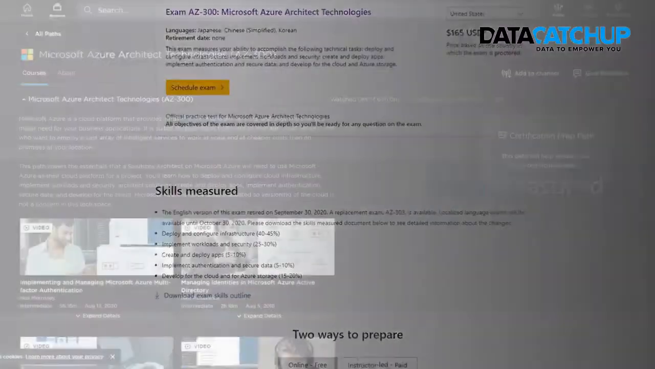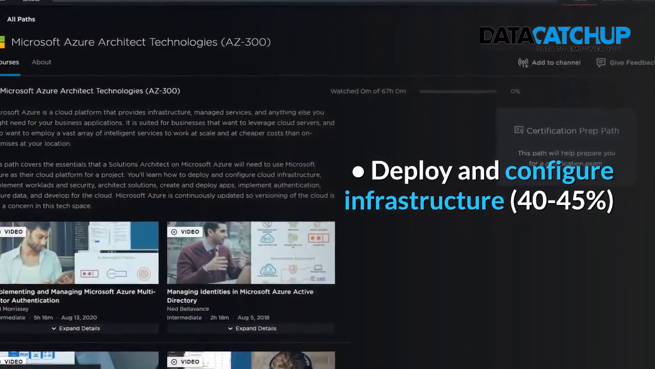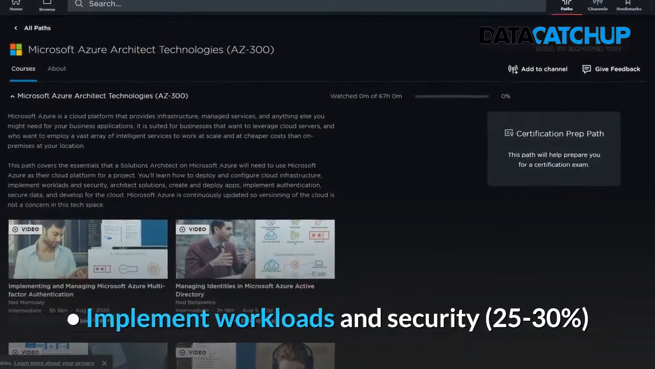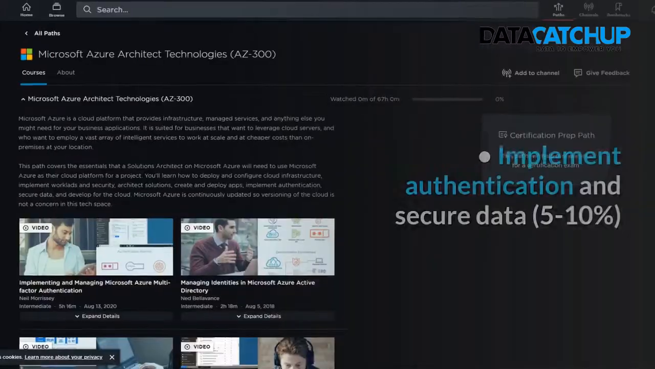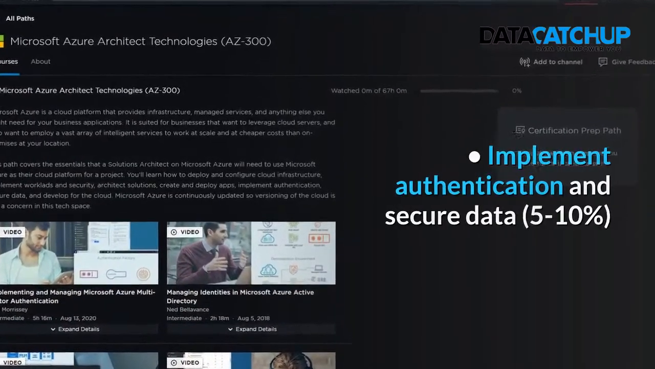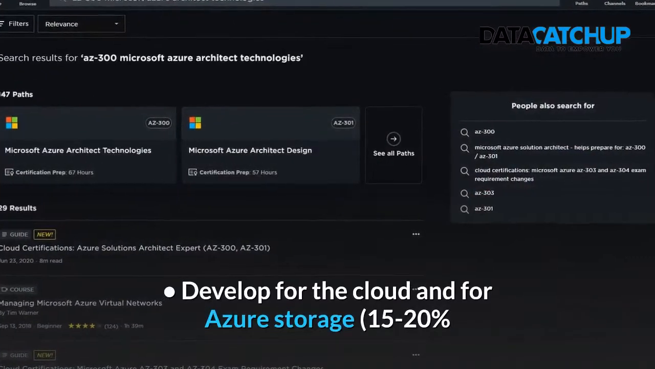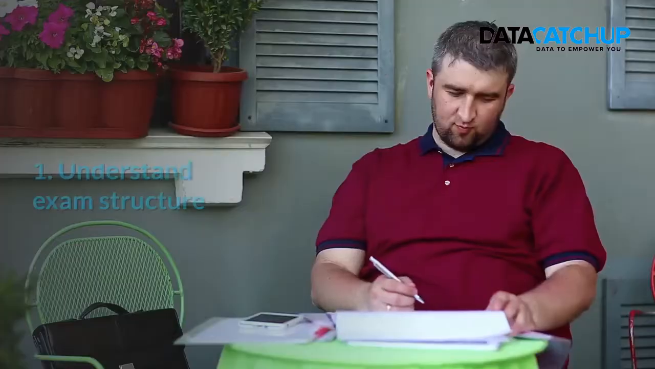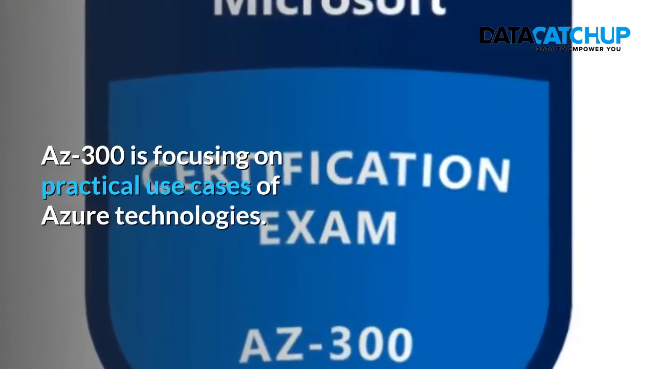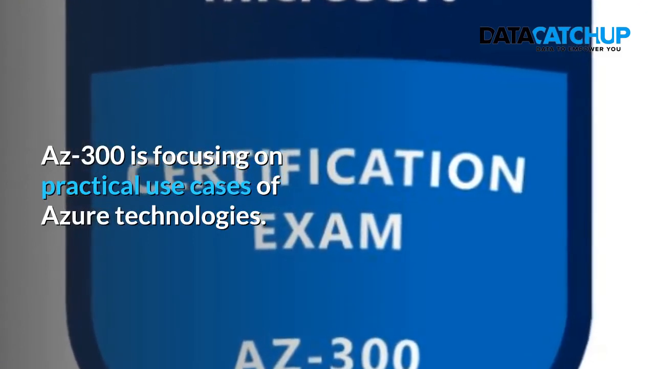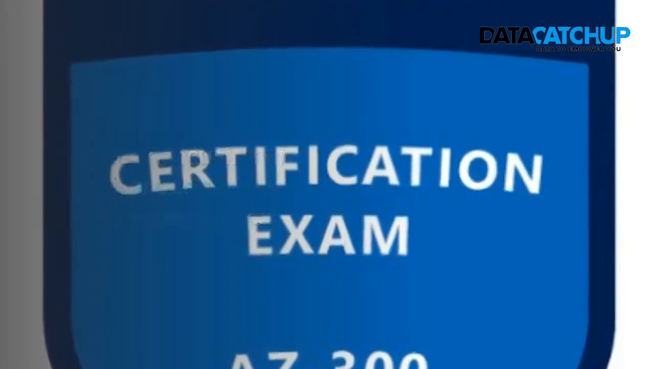Skills measured: deploy and configure infrastructure, implement workloads and security, create and deploy apps, implement authentication and secure data, develop for the cloud and for Azure storage. Understand exam structure. 1. AZ-300 is focusing on practical use cases of Azure technologies.